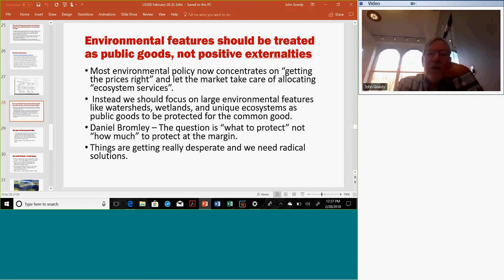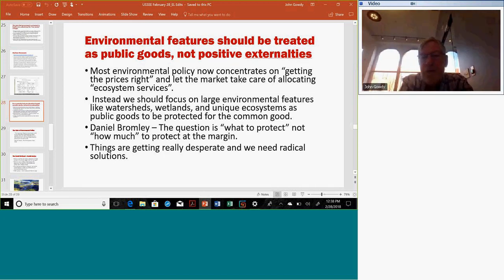Taking that a little bit further, most environmental policy now concentrates on getting the prices right, including ecological economics. You know, get this right and let the market take care of it. Monitoring ecosystem services, payment for ecosystem services, and so on. This is work I've done with Hannes Lang, who's a former student now at an ecological university in Munich. But I argue that we should consider these to be public goods rather than positive externalities to be subsidized.